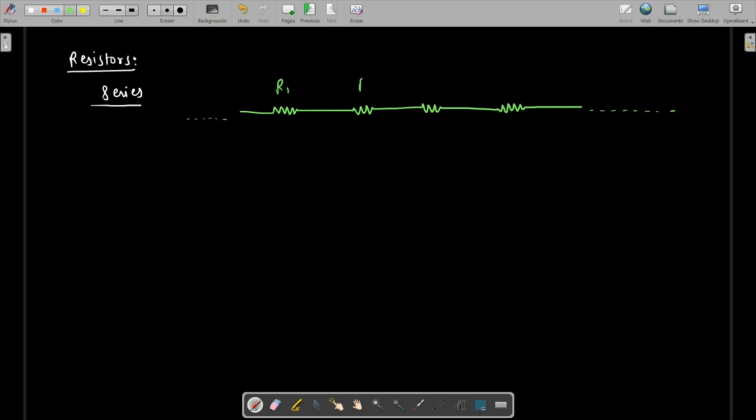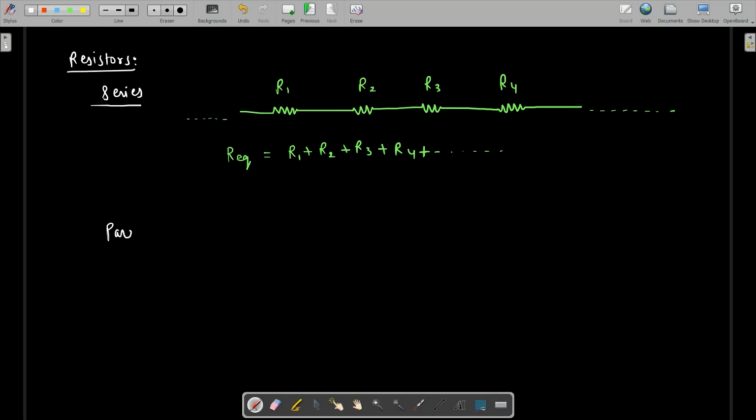If their individual values are R1, R2, R3, R4, and so on, then the equivalent resistance, represented by Req, is given by the sum of the individual resistances. So Req equals R1 plus R2 plus R3 plus R4, and so on. If we add these up, that would be the resistance which can replace all these resistances combined, and that's why it is called an equivalent resistance.